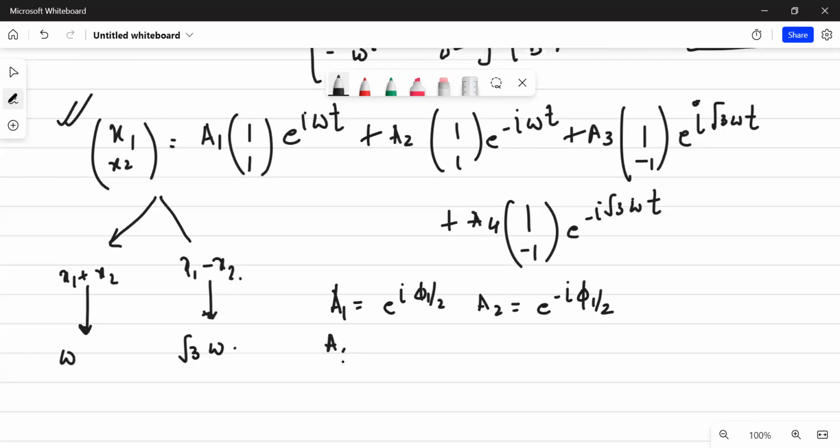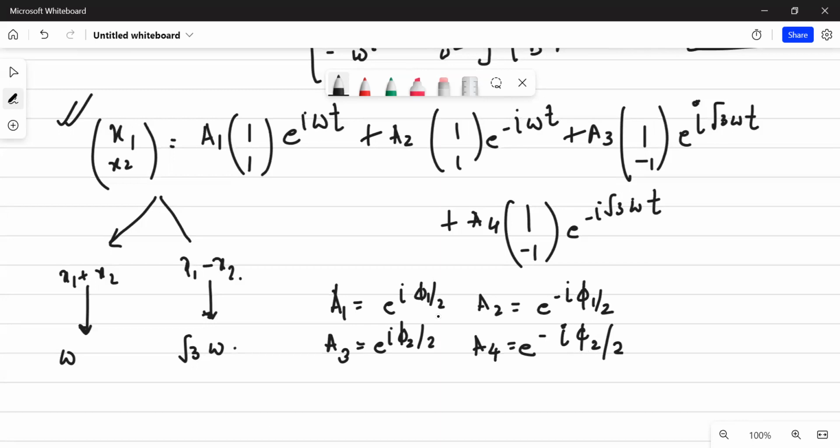Okay, so a3 I can write as e to the power iota phi 2 by 2, and a4 I can write as e to the power minus iota phi 2 by 2. Is that clear?